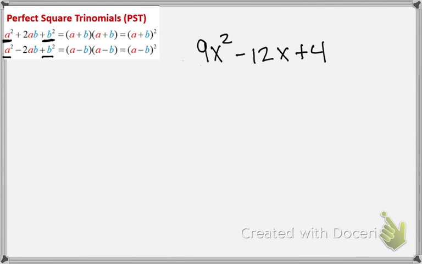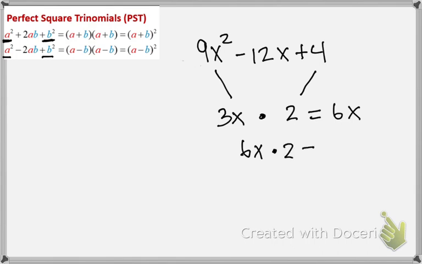Let's see what that looks like. Okay, so I'm going to take the square root of 9x squared. The square root of that is 3x. And I'm going to take the square root of this 4, which is 2. I'm going to multiply them together. That's going to give me 6x. Now remember I said you multiply the square roots together? We've just done that. Now that product, that 6x, you also have to multiply by 2.